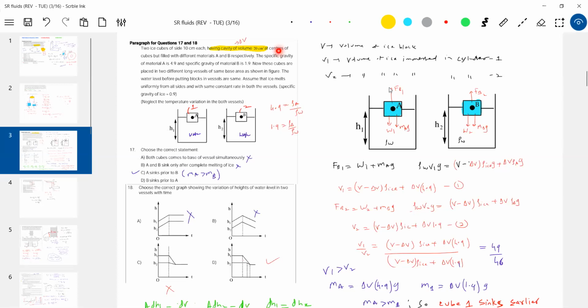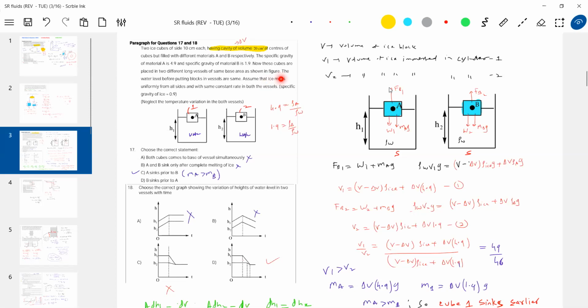This is very important. At center of the cube, but filled with different materials A and B. Here material A, material B, their specific gravity as given. So we'll get the density of those materials A and B from this one. Now these two cubes are placed in two different long vessels of same base area. Area is same. So let me write that as base area. Say problem is very simple. We should understand that's all. Nothing else there. Just based on buoyancy idea here.